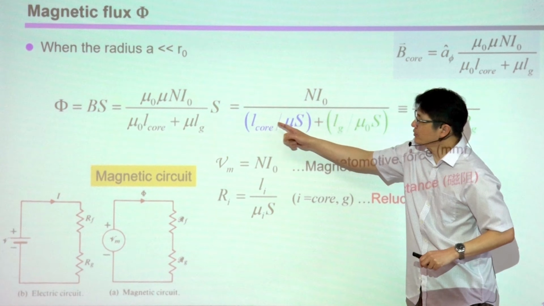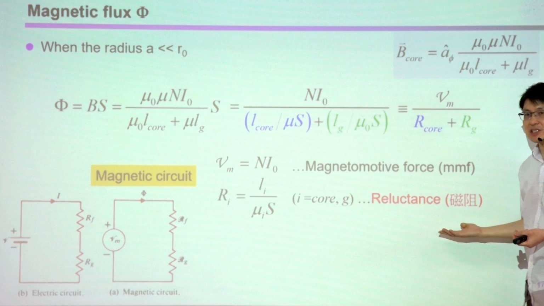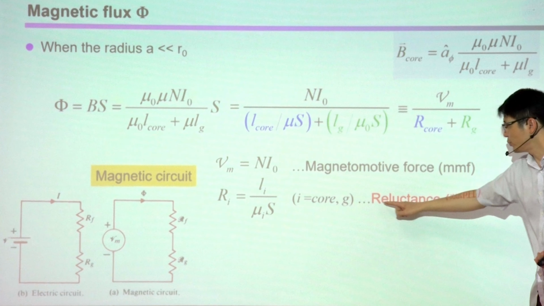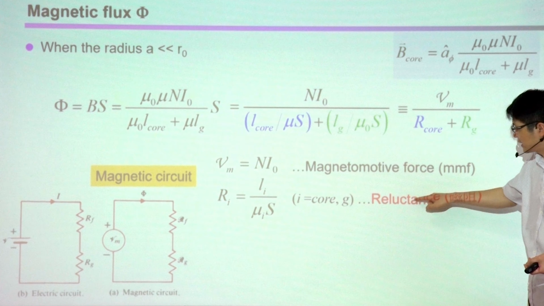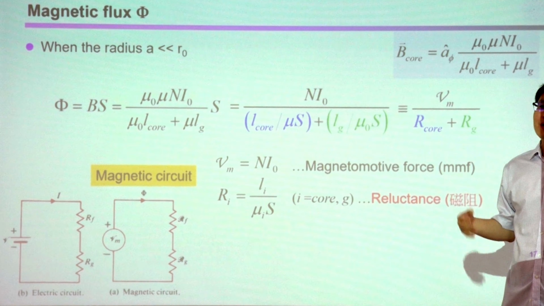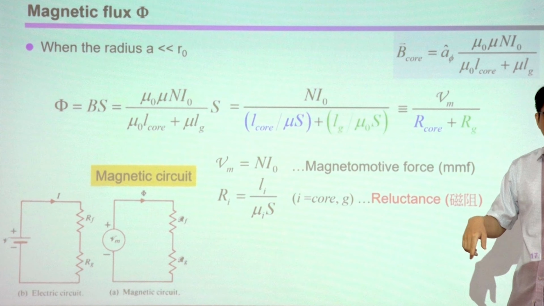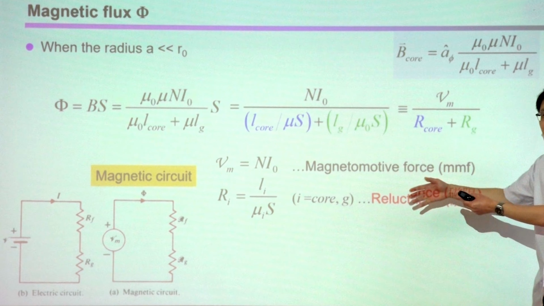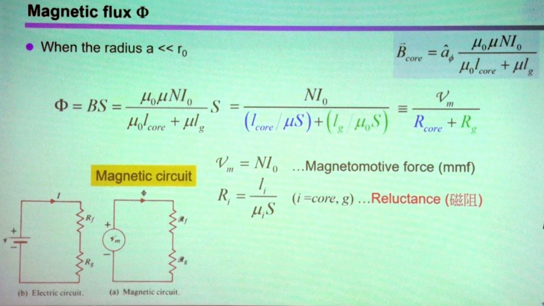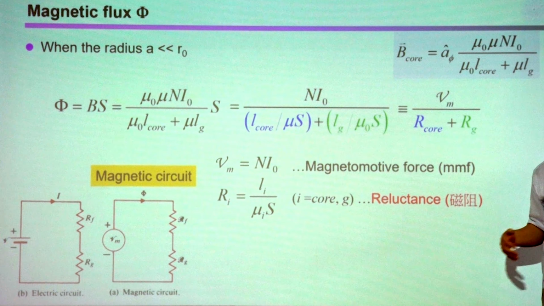So all these, L divided by mu S, are called reluctances, 磁阻. Do you happen to know the meaning of reluctance? Reluctant? Anyone know that word? 心不甘情不愿. Yeah. Okay, so are you reluctant to take this idea, or are you very willing to take it? Please do take it without reluctance. I hope we don't have reluctance between you and me.